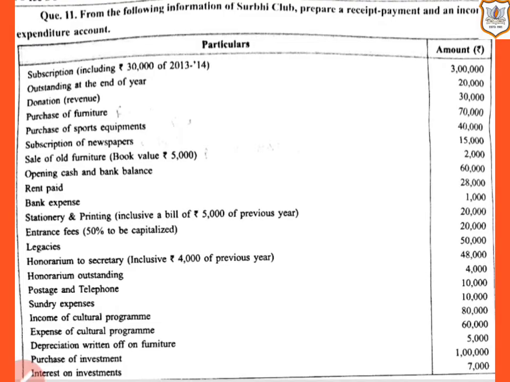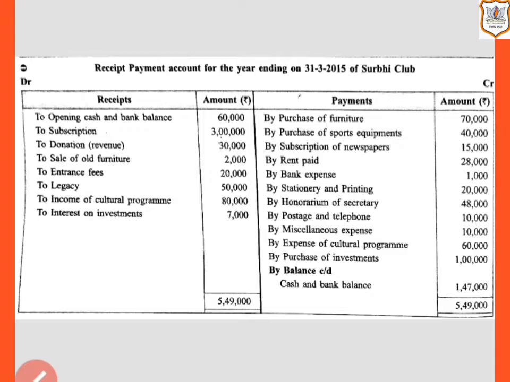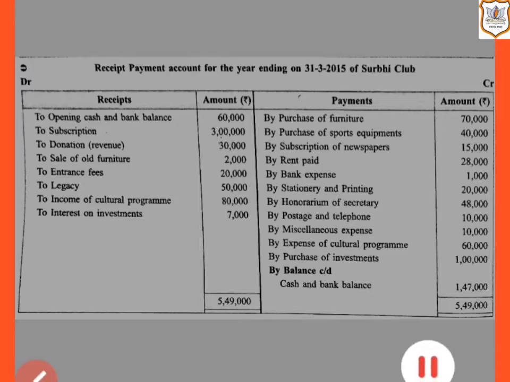Next is purchase of sports equipment. The amount is 40,000. Sports equipment is also an asset and it is of capital nature. We will not disclose it in the income and expenditure account. We will show it only in the receipt and payment account on the payment side. Here it is. Purchase of sports equipment, amount is 40,000. Now let us see the next.